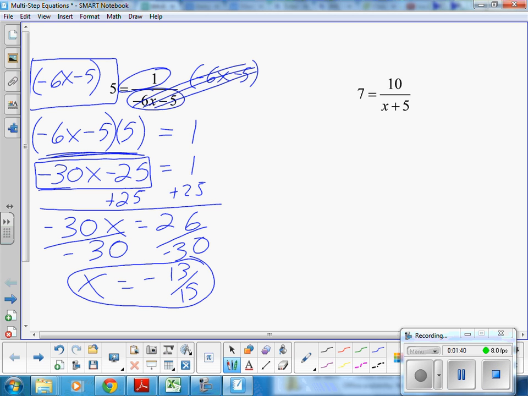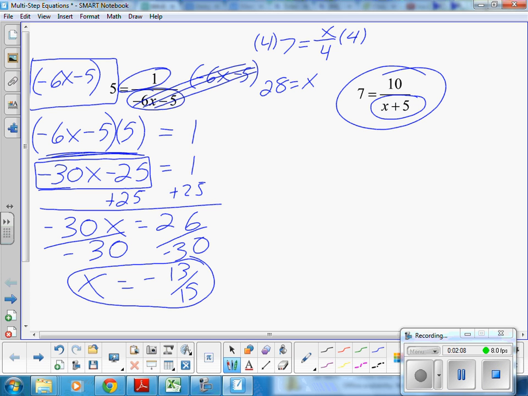Again, I multiply both sides by what is in the denominator. If you think back a couple lessons, remember we had this problem. 7 is equal to x over 4. And what we did is we multiplied both sides by 4. That gave you 28 equals x. We do the same thing in this problem. We're going to multiply both sides by what's in the denominator, just like we did in those easier problems.